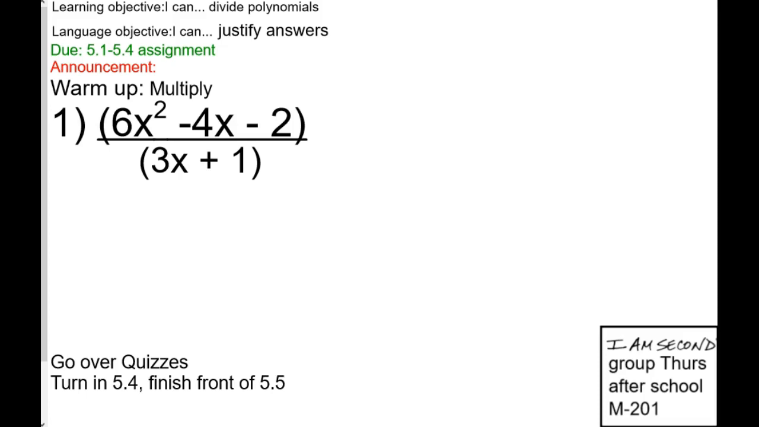So first, everybody, make sure you write your long division sign. Okay, it looks like this. And the top is going to go underneath it to the right. So the 6x squared minus 4x minus 2. By the way, there's no terms missing, right? X squared, x, constant, nothing's missing.